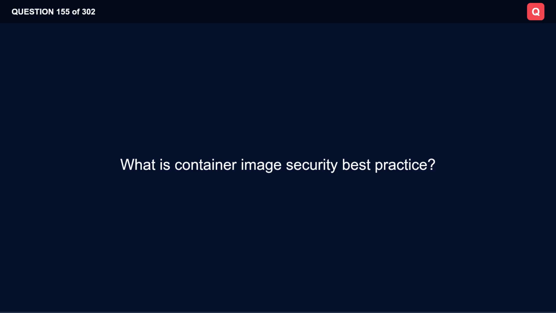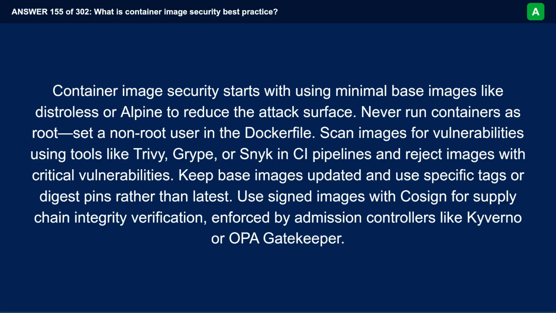What is container image security best practice? Container image security starts with using minimal base images like distroless or Alpine to reduce the attack surface. Never run containers as root, set a non-root user in the Dockerfile.